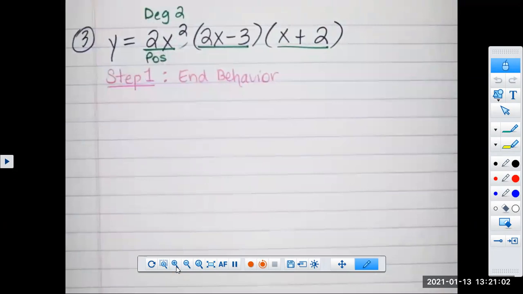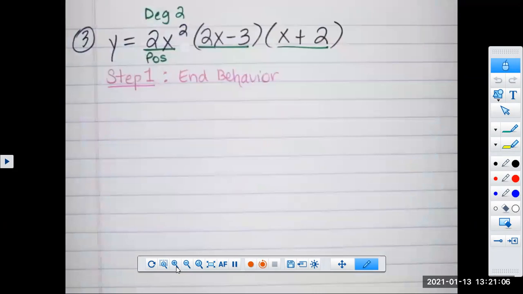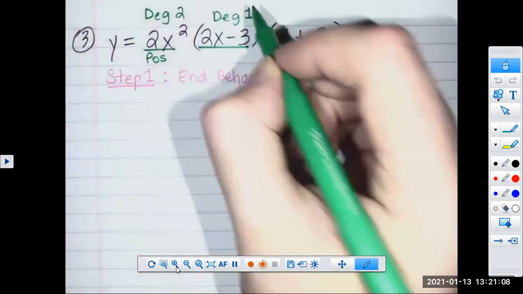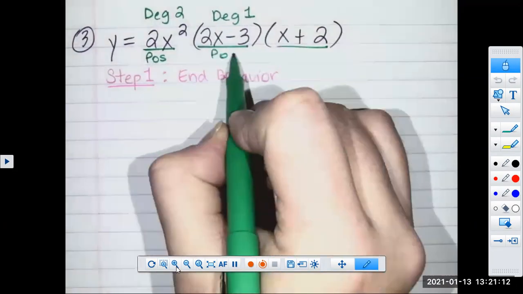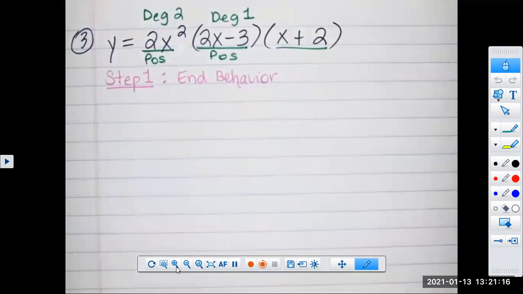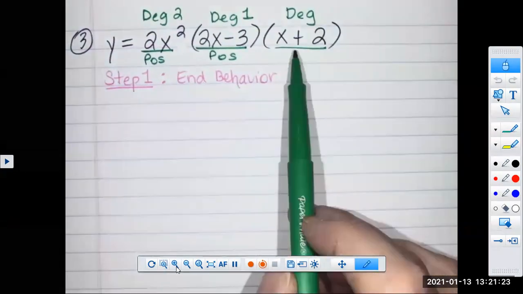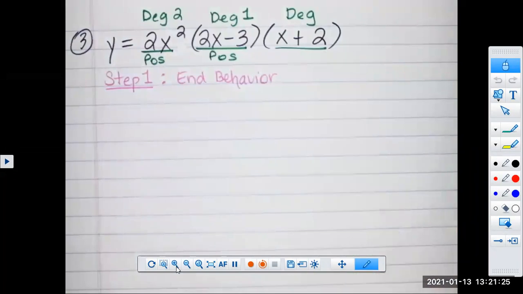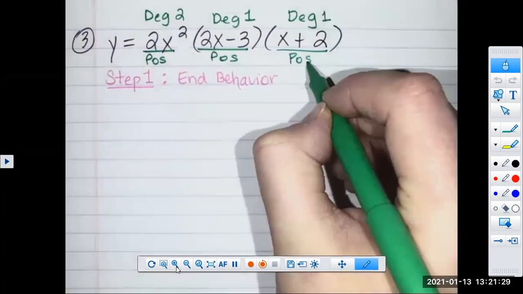What about the middle part? What is your degree? Degree is 1. Positive or negative? Good. It's got a positive 2 in front. The last factor, degree is 1. It's also positive.